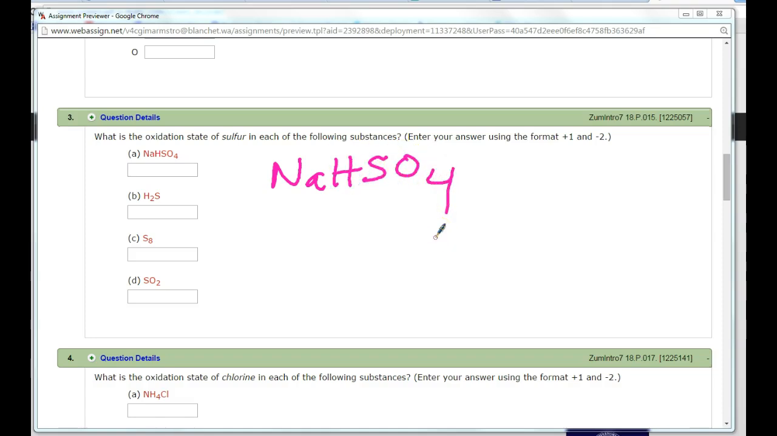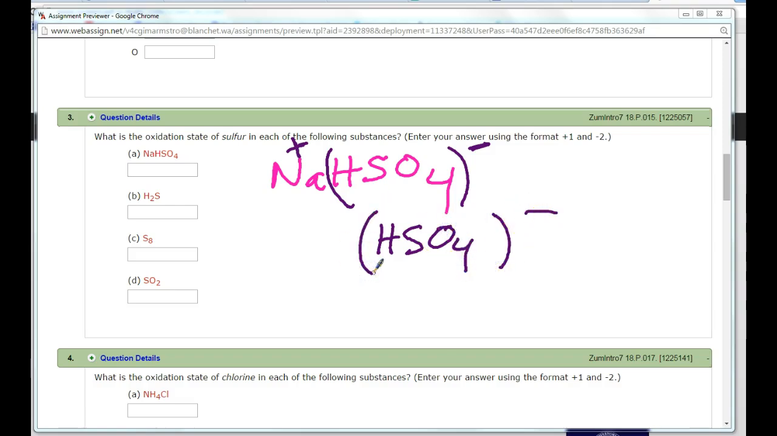You can go back to what you learned a long time ago and look at your pink sheet. You know that Na is a 1 plus, just from your periodic table. And this you'd find on your pink sheet, that whole thing is a 1 minus. And so you could just work with the HSO4 if you wanted, and that has to add up to a 1 minus.